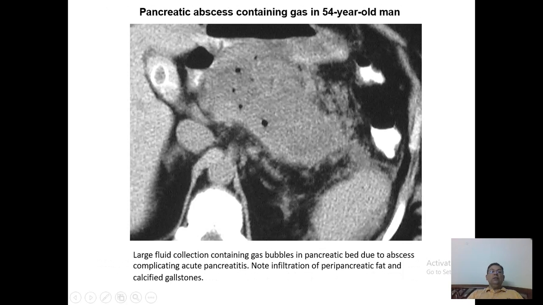When there is air inside the parenchyma and signs of inflammation, it tells you that this inflamed organ is now infected as well, and these patients would require what is known as necrosectomy, which once again has very high morbidity and mortality. So we'll stop our talk here.